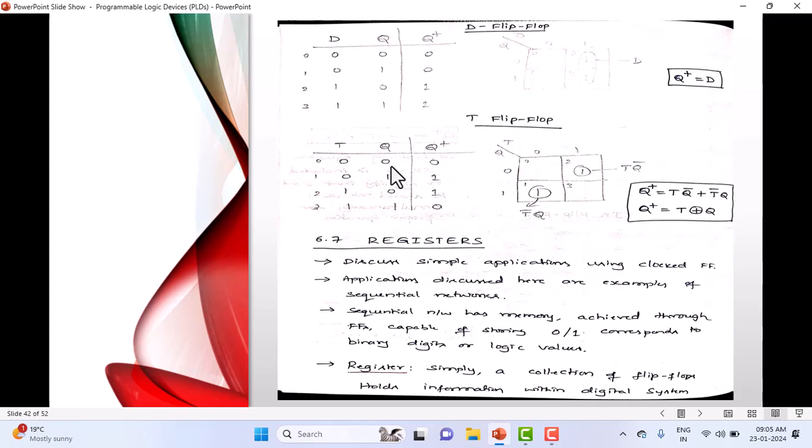Understood? Any questions about the T flip-flop before we move on to the registers? I hope all of you understood how to develop the characteristic equation for every flip-flop. With that, we will move on to the next topic, which is registers. There are a lot of exercise problems in the textbook. I suggest you go through the textbook and solve as many problems as possible. Don't stick to just the worked examples I solved here. I would suggest going to the exercise problems.